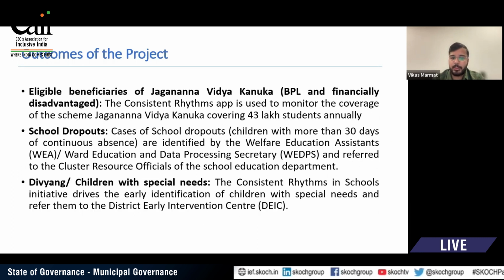So all the basic parameters showed improvement: dropouts, Divyang children with special needs, and overall the atmosphere, and all the infrastructure requirements were met. Next, Suman.